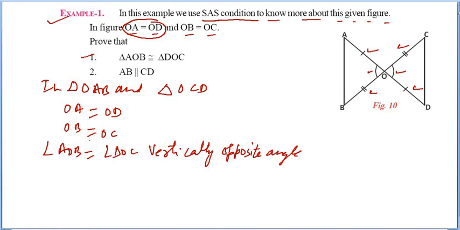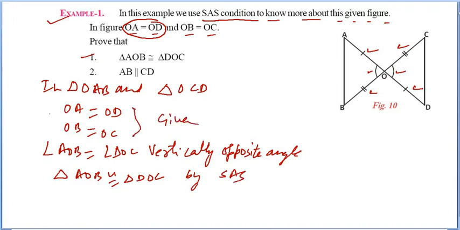Now all are congruent. So triangle AOB is congruent to triangle DOC. By which rule? It is SAS. It is side, which is given. So this is the side, and this one the angle. So we can say they are congruent. That is the first proof. Now AB is parallel to CD.